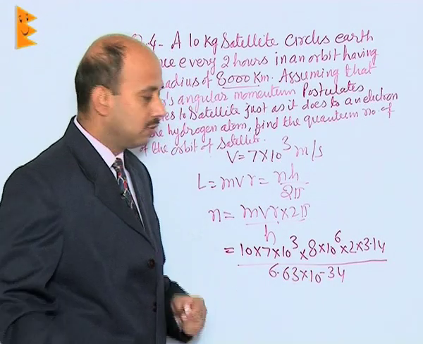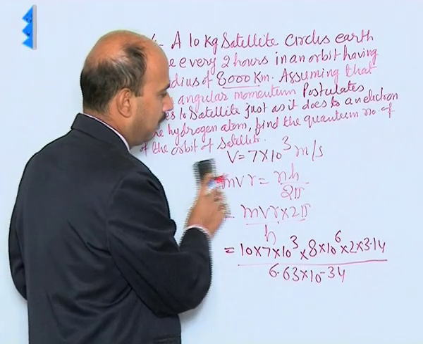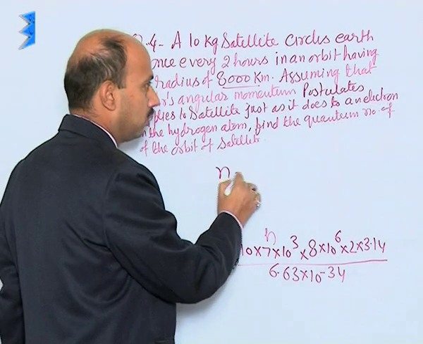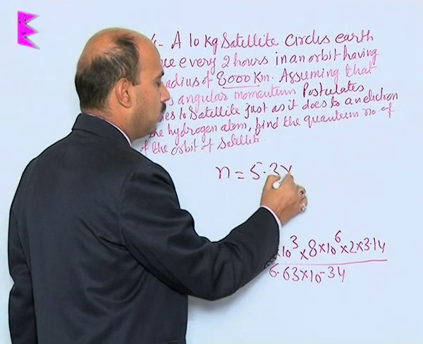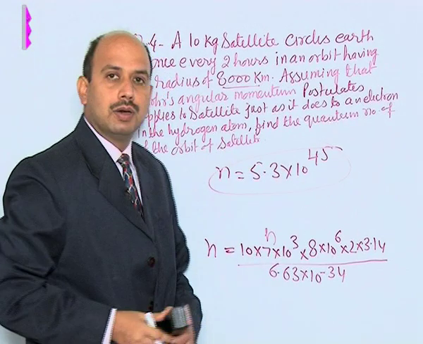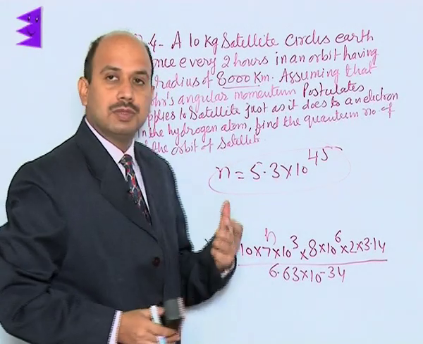We can solve this. So when we solve this, we will get here n is equal to 5.3 into 10 raised to power 45. So this is the quantum number we are getting in the case of this satellite.